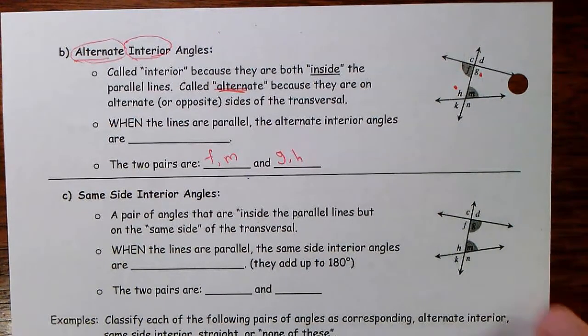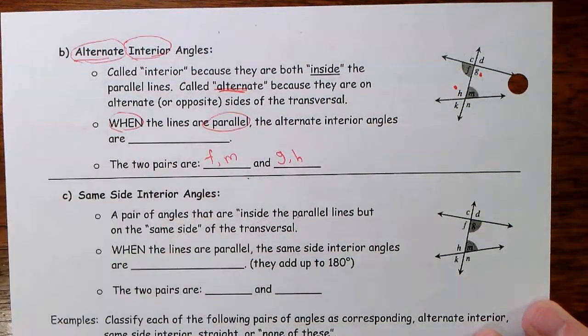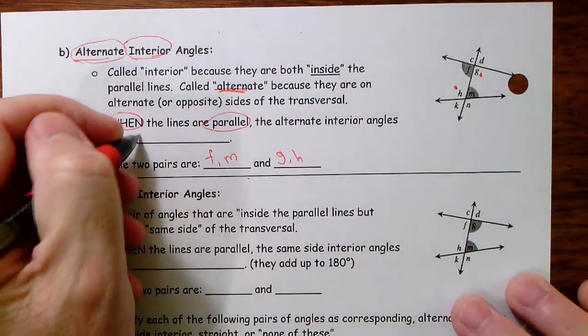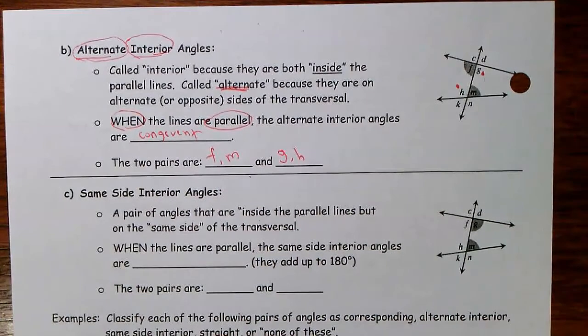And again, these two lines in my diagram are not parallel, but when the lines are parallel, the alternate interior angles are congruent. So that's our second pair. We have corresponding angles, and we have alternate interior angles.